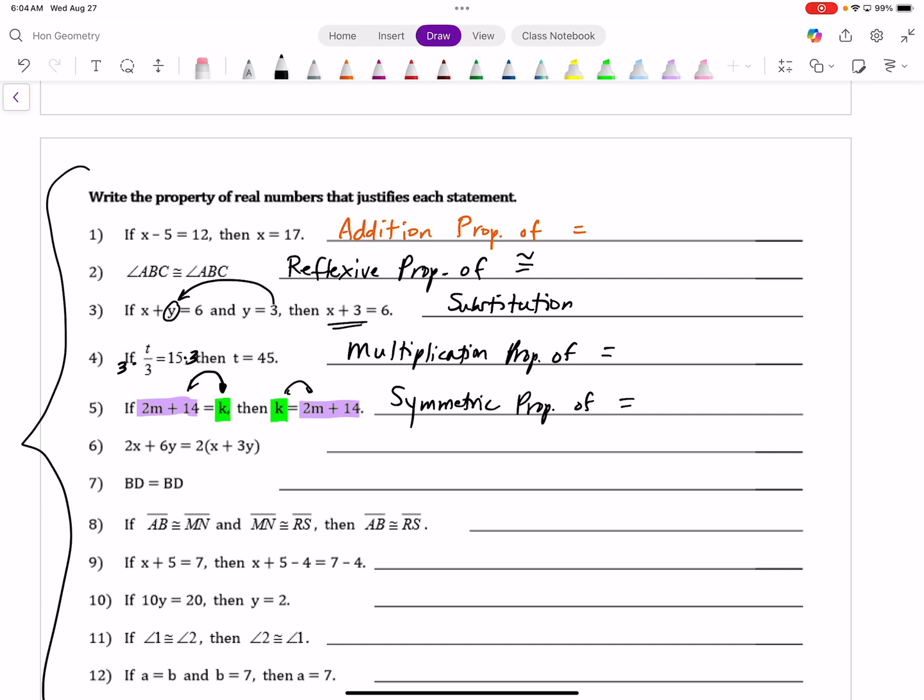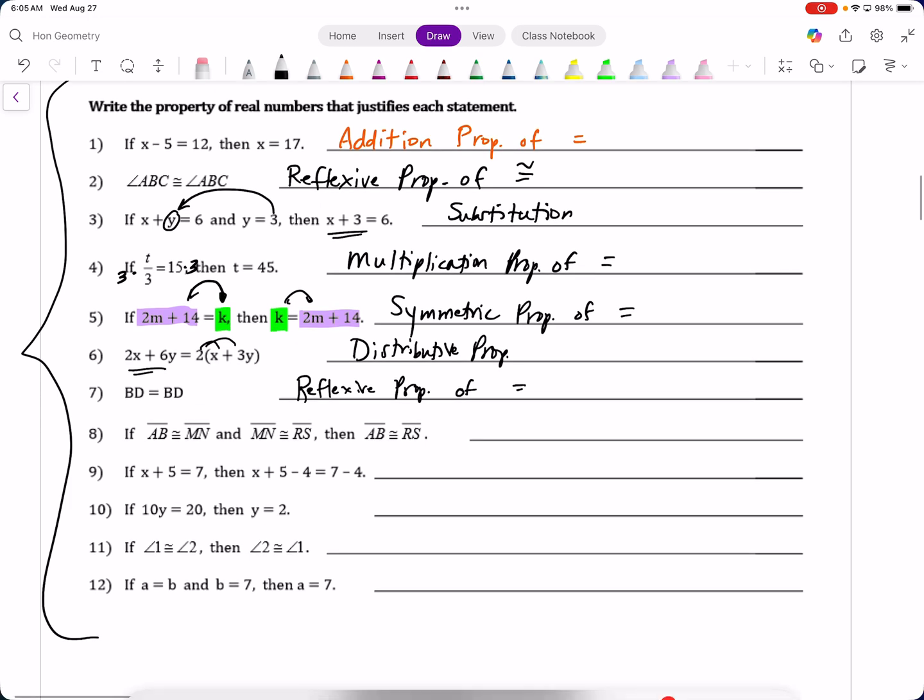Okay. 2x plus 6y is 2 times the quantity x plus 3y. So that got distributed to become this. So this is the distributive property. BD equals BD. That's the reflexive property. It's the reflexive property of equality because it's an equal sign.